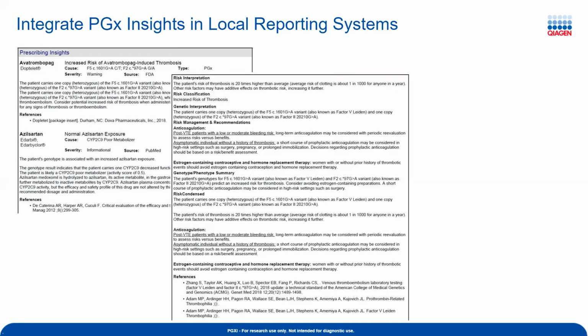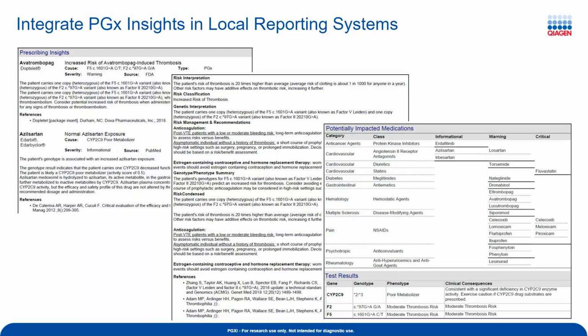There's also a risk management section where certain recommendations will be given, and also what the risk interpretation and the classification would be. And finally, similar to all PGX content out there, you will be able to get the potentially impacted medications, where you would get informational drugs, ones with warnings, and of course, ones with critical impact. Again, this is just an example, but with the JSON output, you and your PGX scientists will be able to tap into this content and then deem what is relevant or fit to be reported from your side.